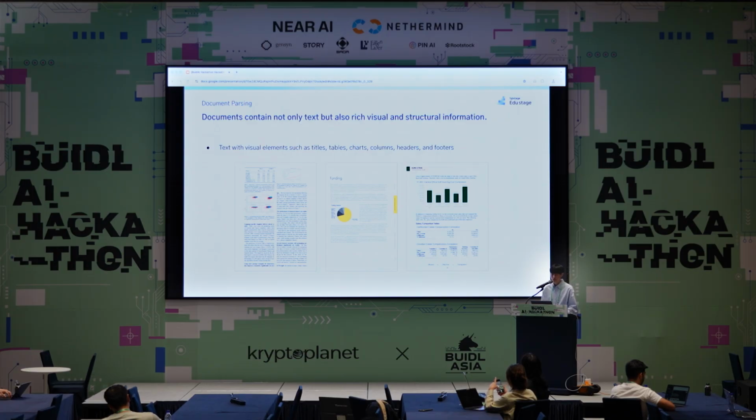Why is it challenging to properly read unstructured data like documents? The main reason is that these documents include not only plain text, but also visual elements such as tables, charts, figures, and headers and footers. For an LLM to fully understand the documents, these various visual components need to be accurately represented in text form before being fed into the LLM.